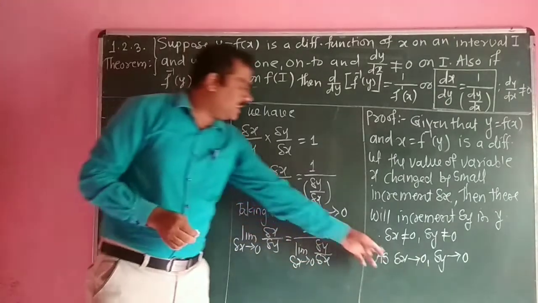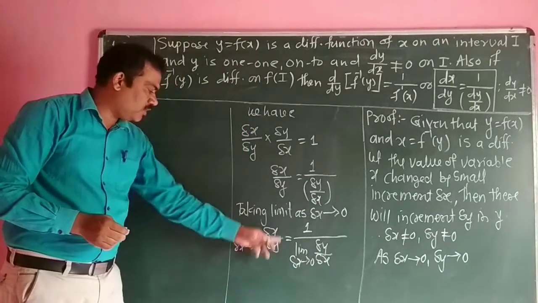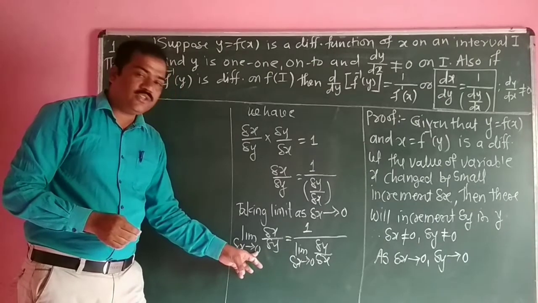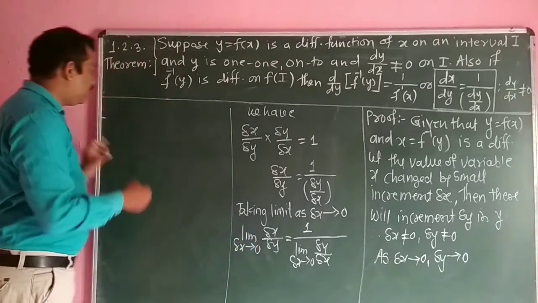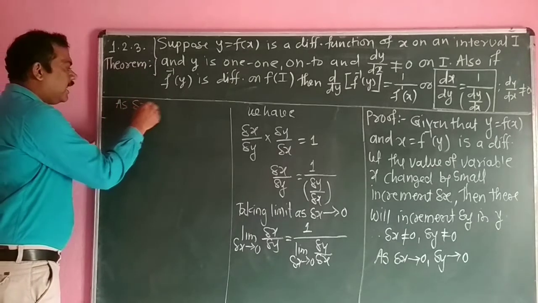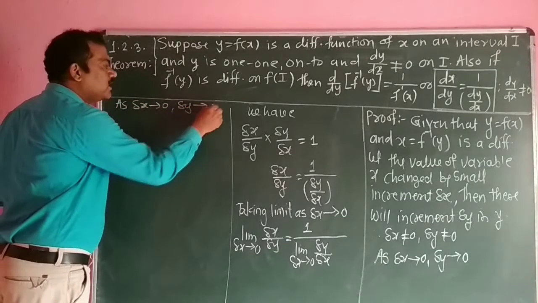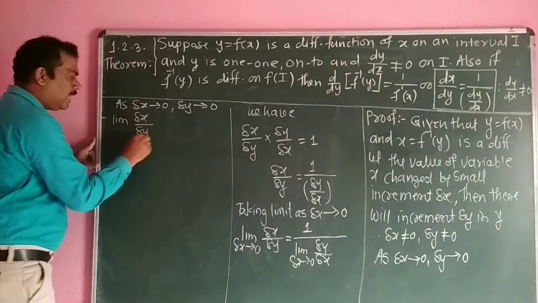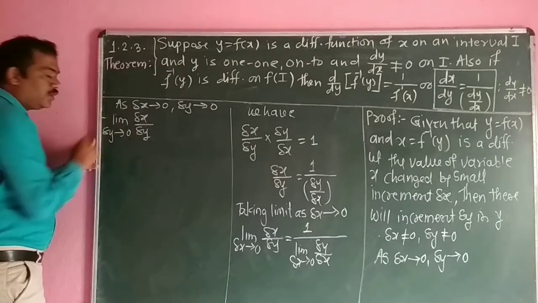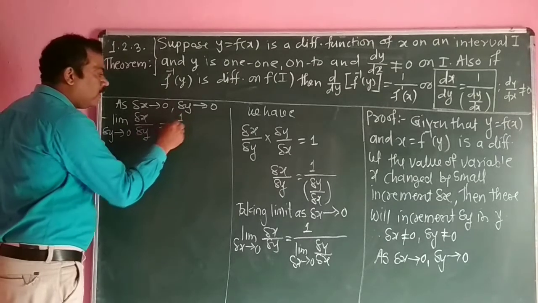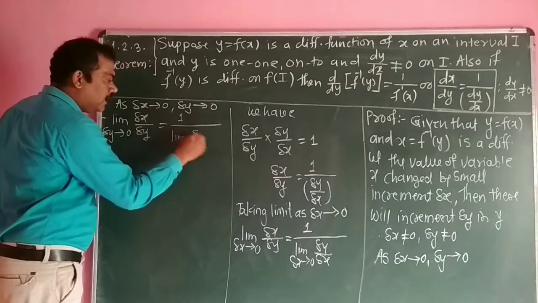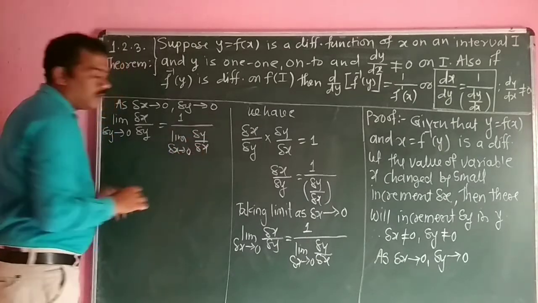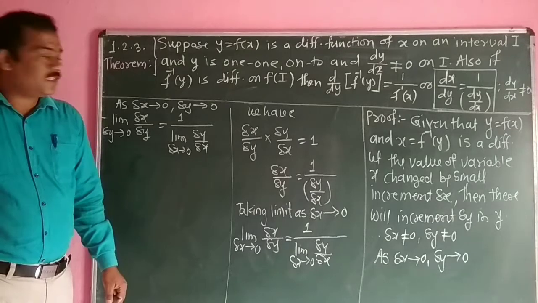As we have already discussed, delta x tends to 0 and delta y tends to 0. Here we have delta x divided by delta y, so we have to change this limit. As delta x tends to 0, delta y also tends to 0, so we can write the limit of delta x divided by delta y as delta y tends to 0 is equal to 1 upon the limit of delta y upon delta x as delta x tends to 0. We give this the number first.